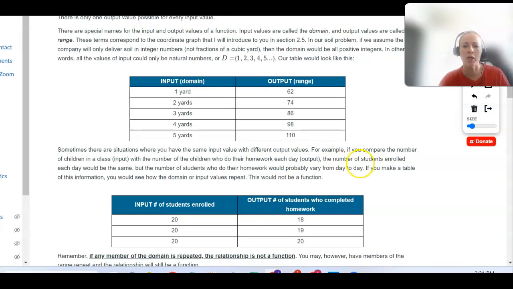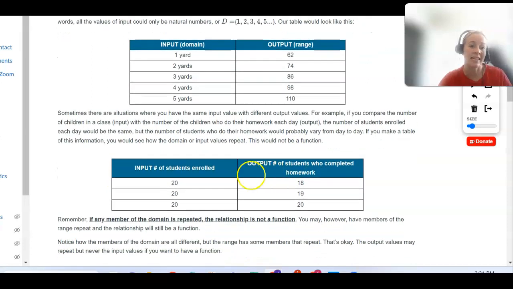So for example, if you compare the number of children in a class with the number of children who do their homework each day, the number of students enrolled each day would be the same, but the number of students who do their homework would vary day to day. So like there's always 20 students in the class, but the number who do their homework could change. So this one is not an example of a function. And do you know why? It's because these are repeated.